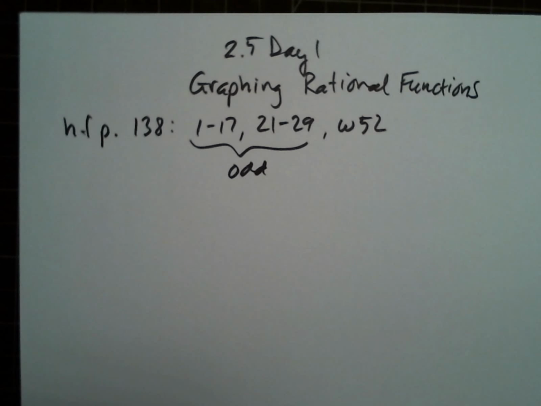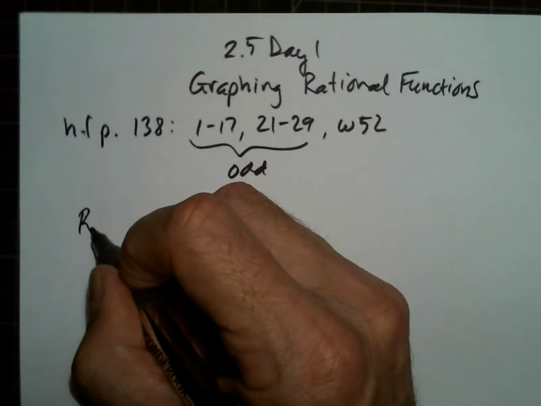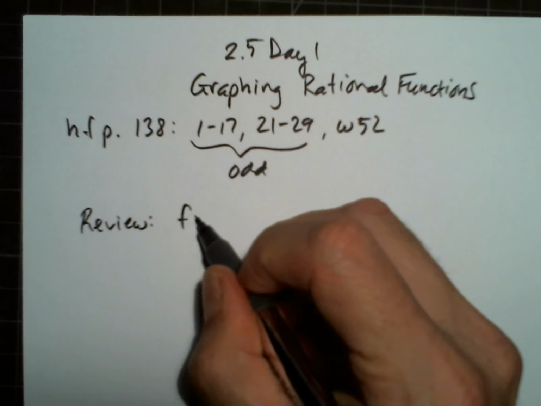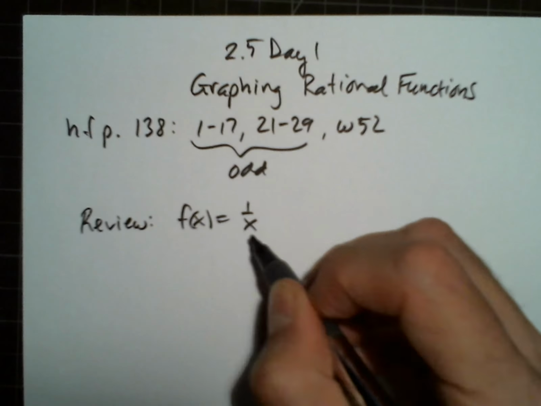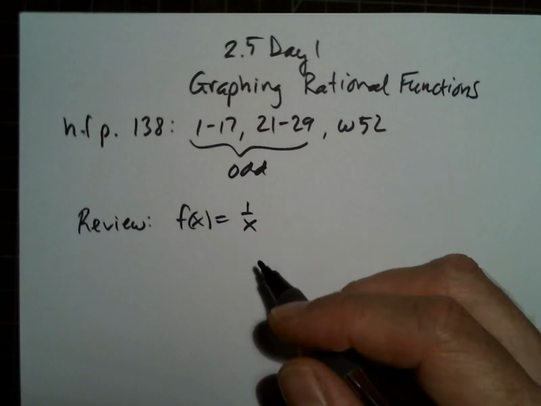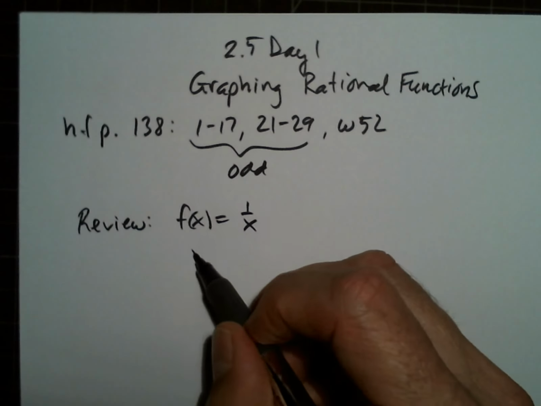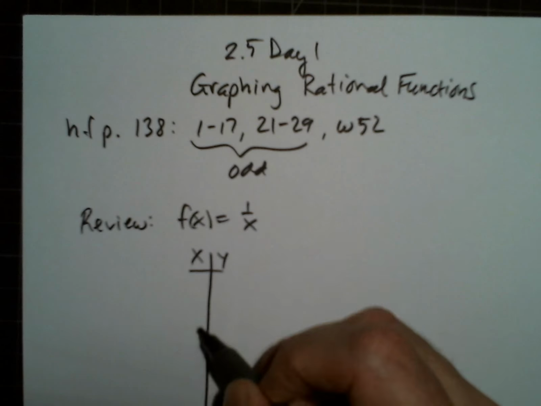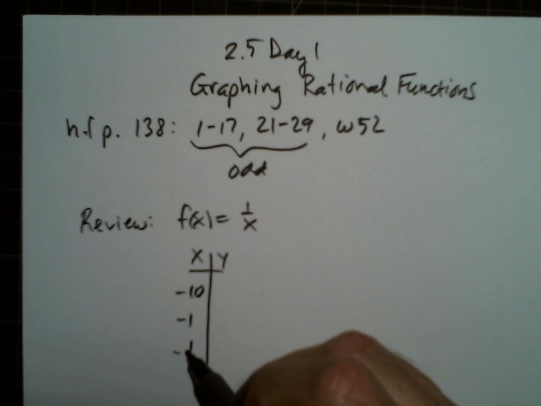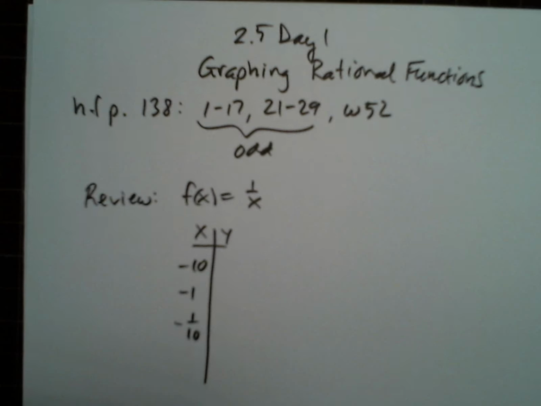All right, so let's move on to graphing rational functions. A rational is a polynomial divided by a polynomial, and let's look at what's happening when we divide.